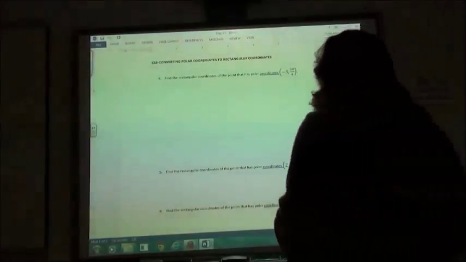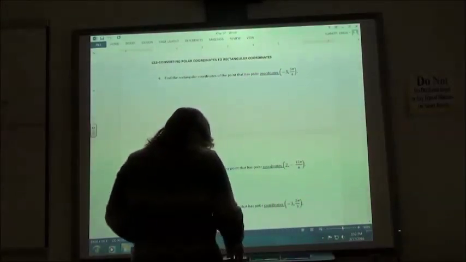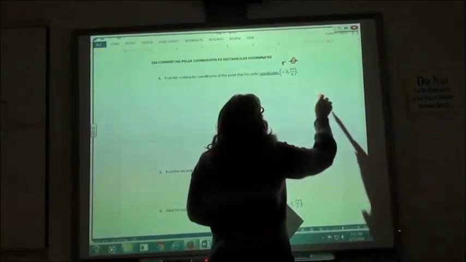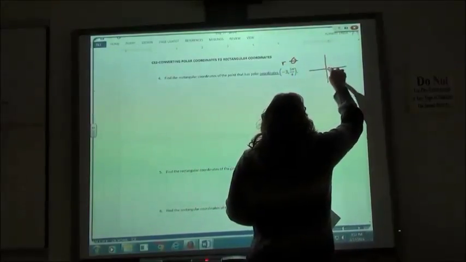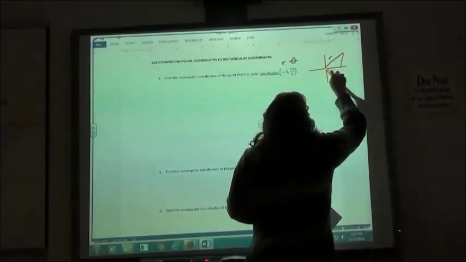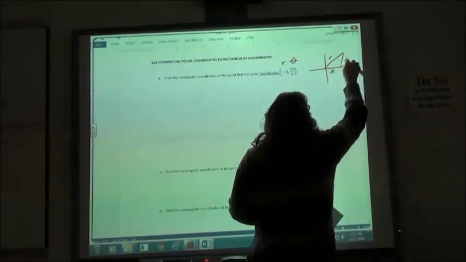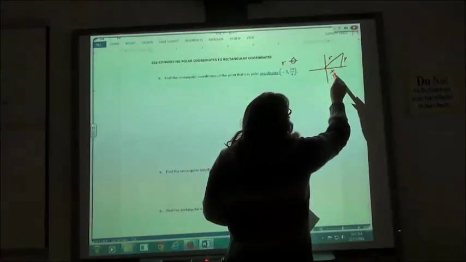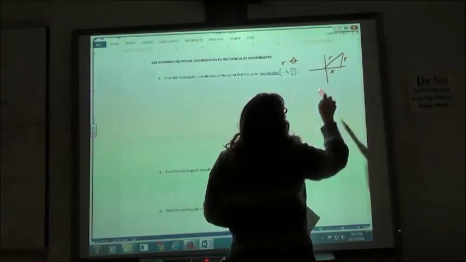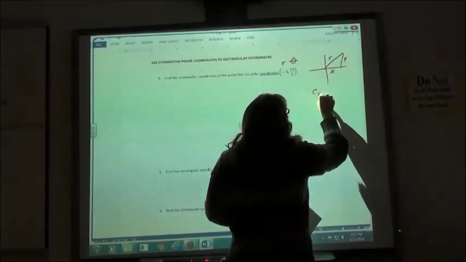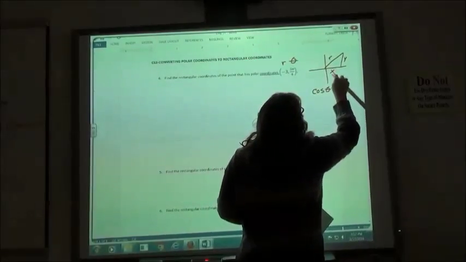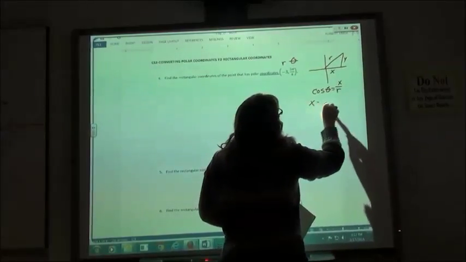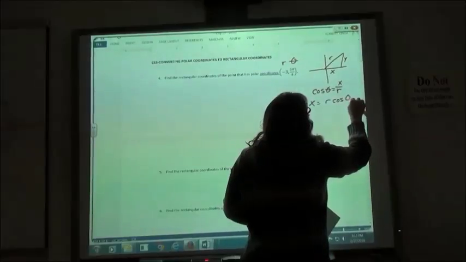4, 5, and 6 are converting from polar coordinates to rectangular coordinates. This is R, this is the measure of your angle. So if I'm thinking about this, this is R, this would be X and Y. If I'm looking for X, I would use the cosine because I have the adjacent and the hypotenuse. So the cosine of theta equals X over R. Solving that for X, X equals R times the cosine of theta.